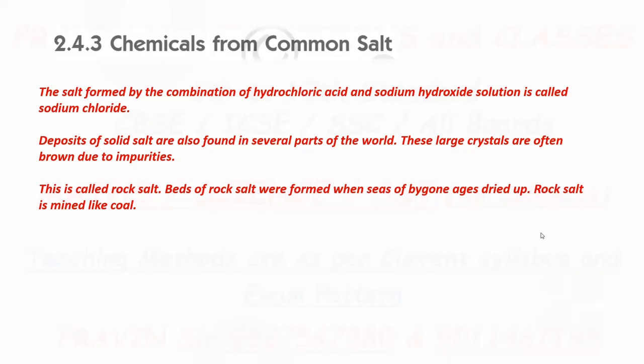Deposits of solid salts are also found in several parts of the world. These large crystals are often brown due to impurities, and these are called rock salt. Beds of rock salt were formed when seas of bygone ages dried up. Rock salt is mined like coal. When the sea dried up, then these rock salts are formed.